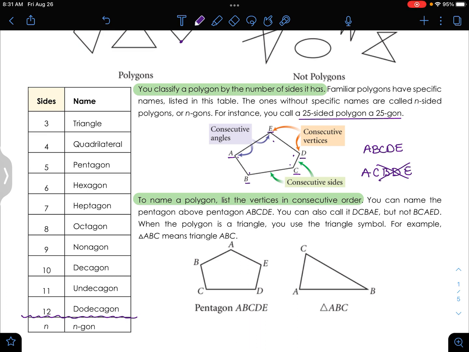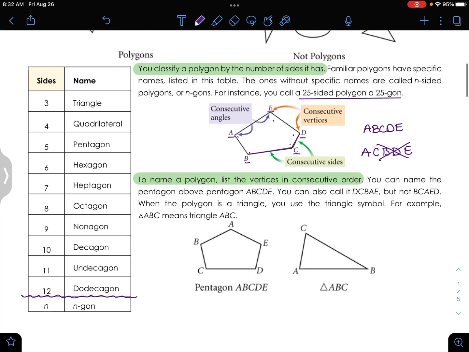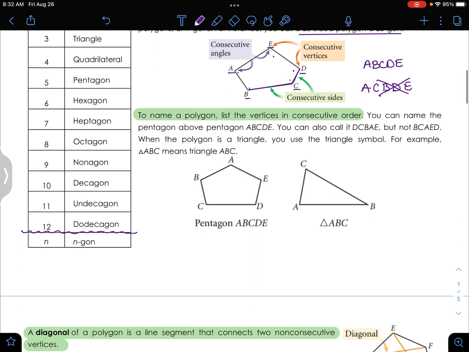So you have consecutive sides. Those are sides that are touching. You have consecutive angles and consecutive vertices. Those are angles or vertices where two consecutive sides meet. So again, this would be pentagon A, B, C, D, E. This would be triangle A, B, C.